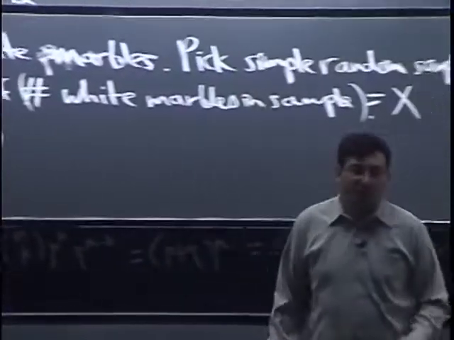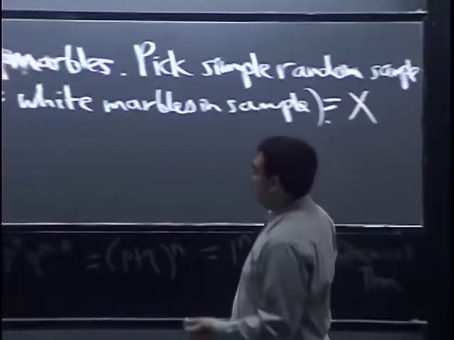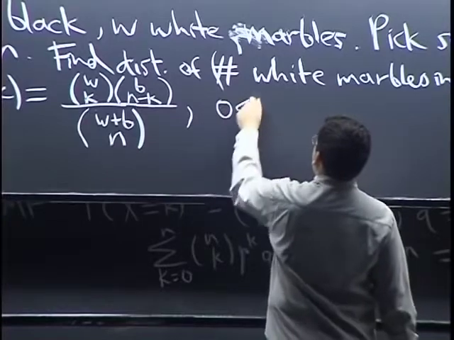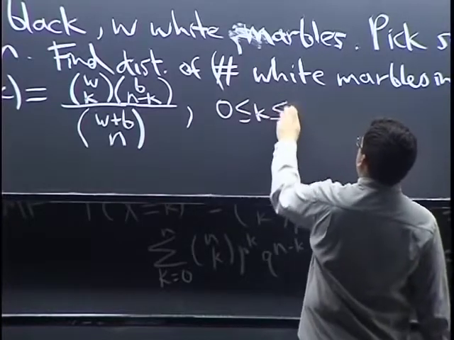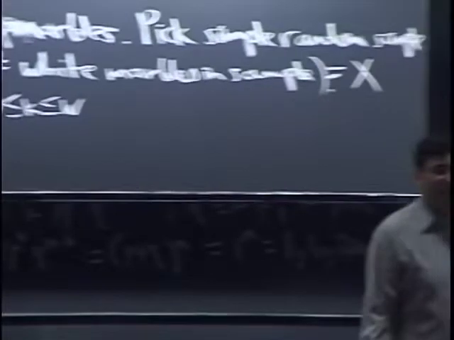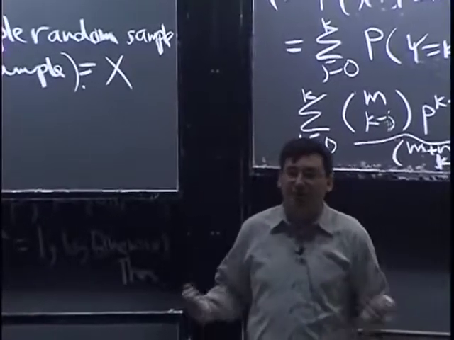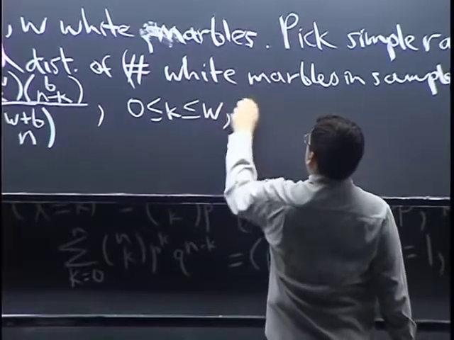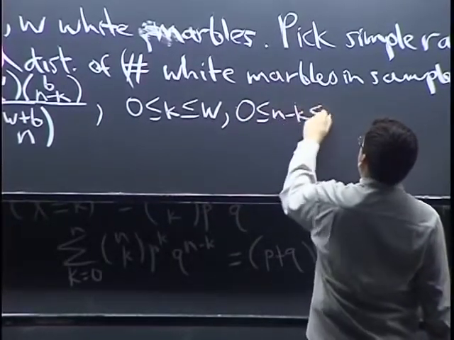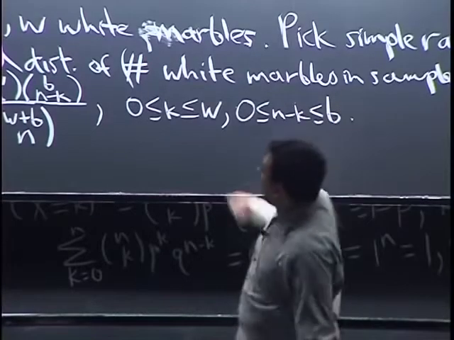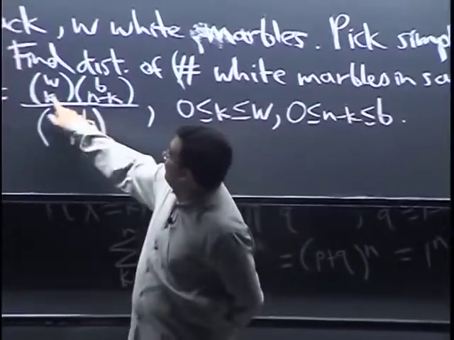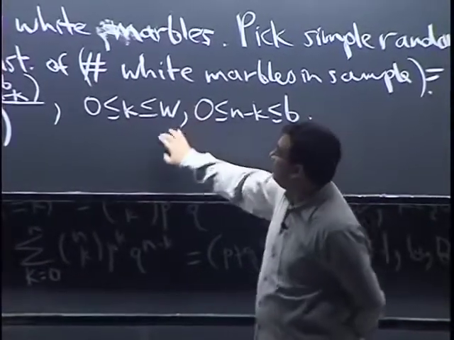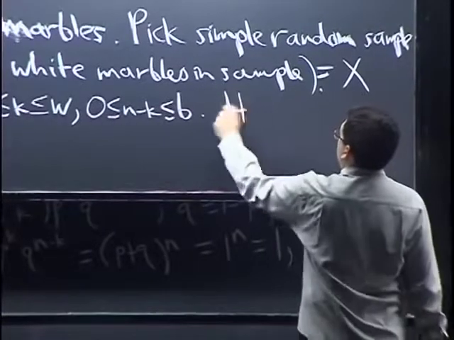And just for emphasis, let's write down what the constraints are here. First of all, it must be true that 0 is less than or equal to k, less than or equal to w, because we couldn't possibly have more white marbles than there exist white marbles. Similarly, we must have 0 less than or equal to n minus k less than or equal to b. But remember, we took the convention that if k is greater than w, we take this to be 0. So this is just for emphasis. Okay? This distribution is called the hypergeometric.